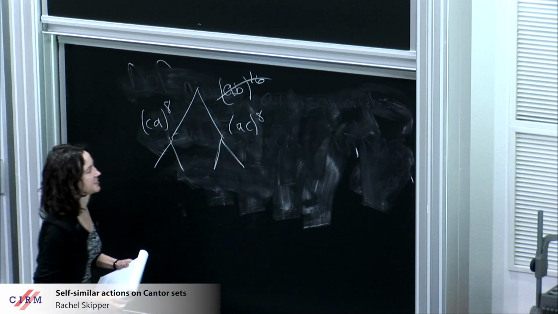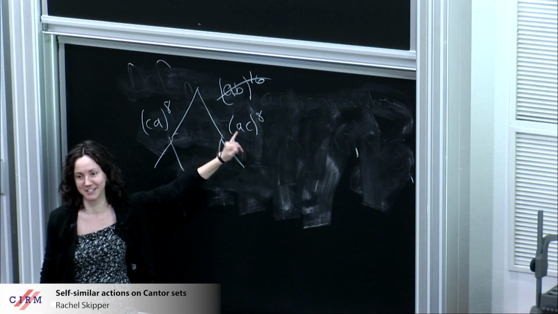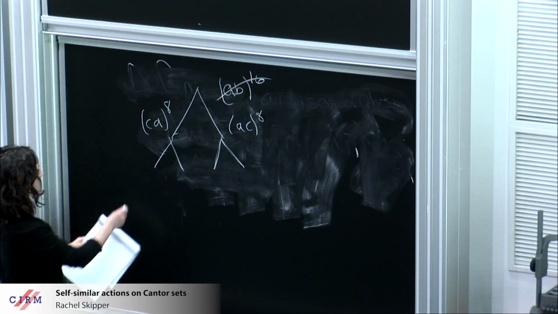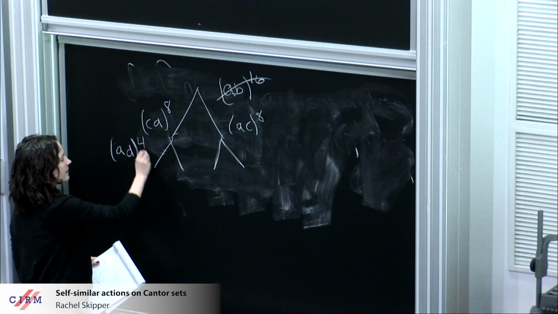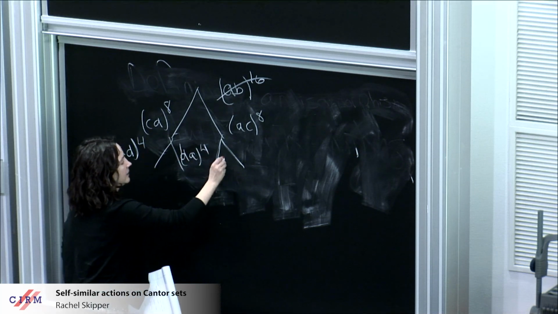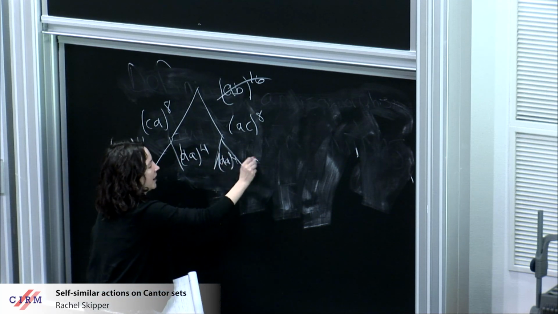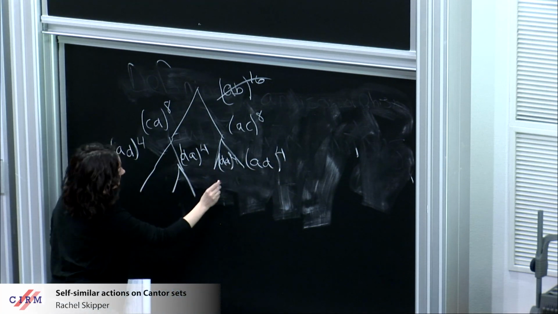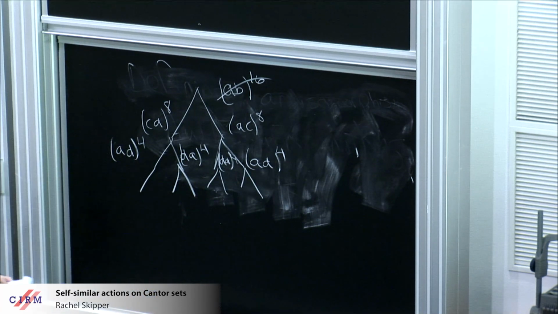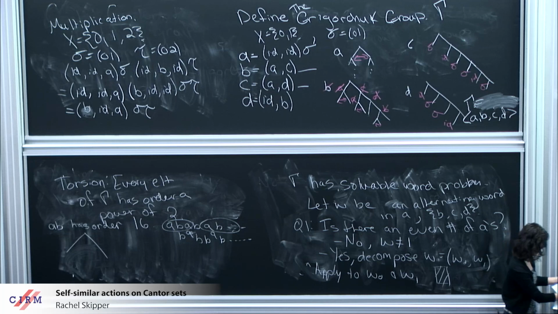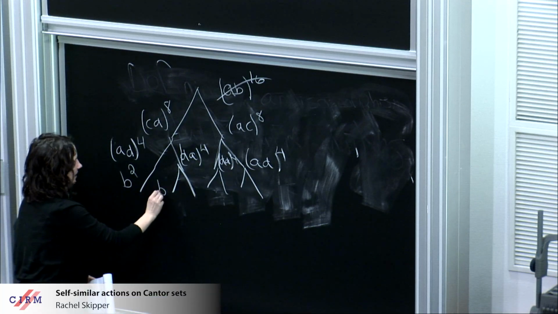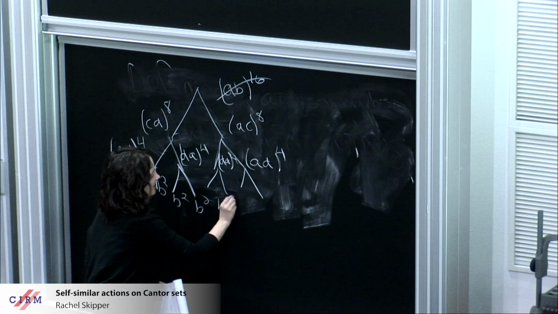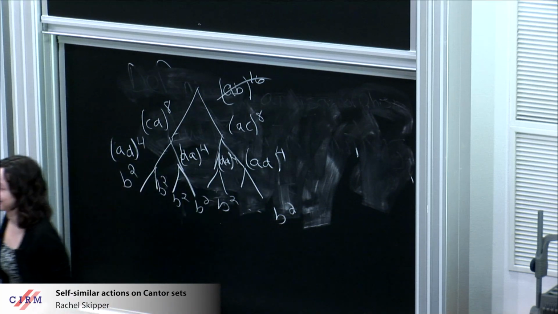But then I repeat the procedure. So ACA is just C conjugated by A times C, C conjugated by A times C. And so that's going to leave me with AD to the 4th, DA to the 4th, DA to the 4th, and AD to the 4th. I do this again. Now I have D conjugated by A a bunch of times here, and that's going to leave me with B squared, B squared, B squared, B squared everywhere. And B squared is the identity.